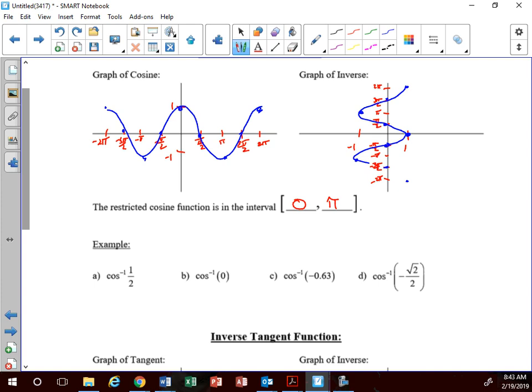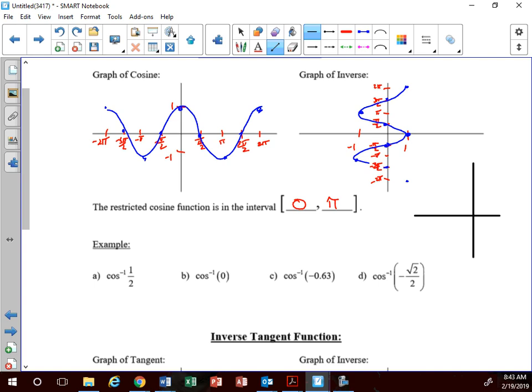So I'm going to squeeze in a little graph right over here. So we can think about our unit circle again.